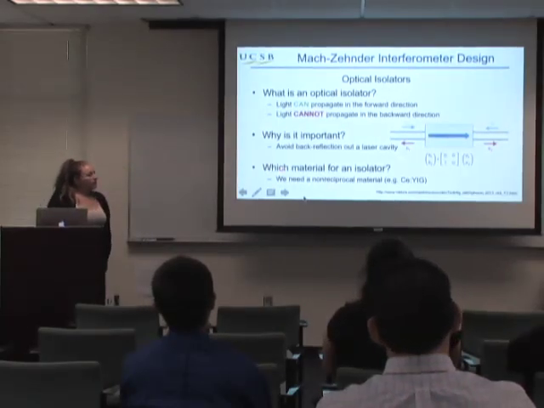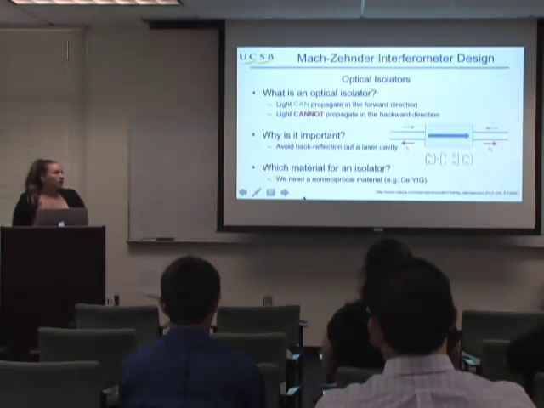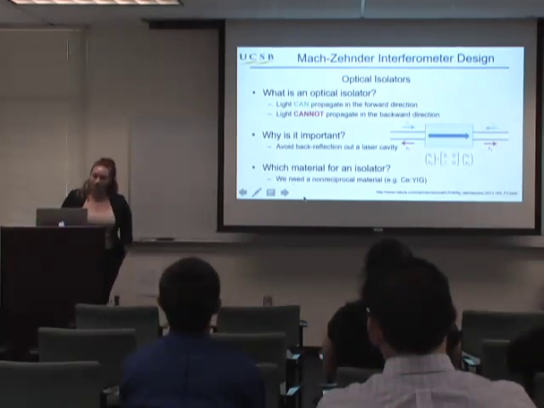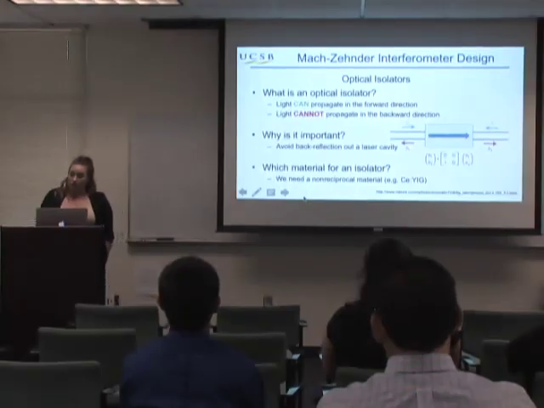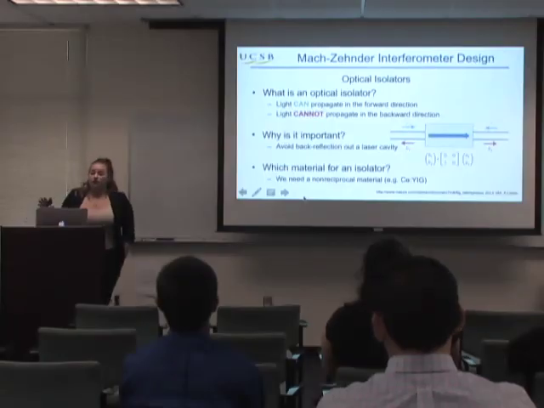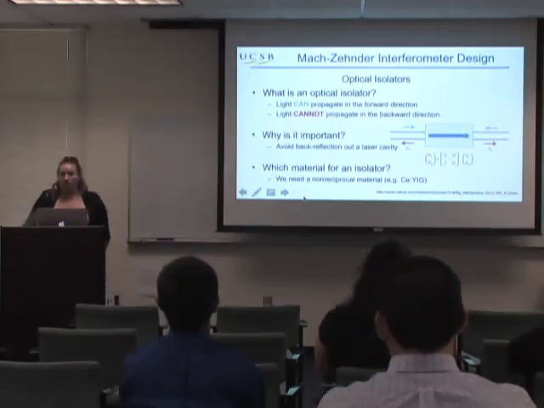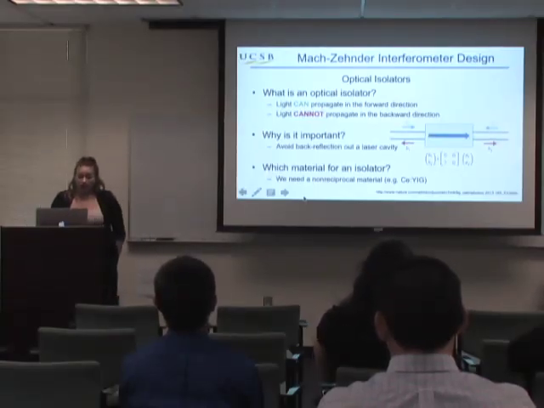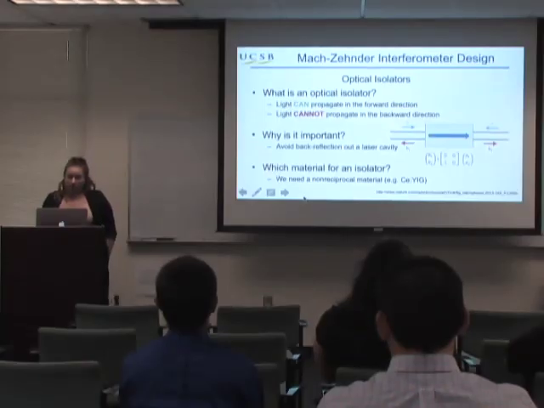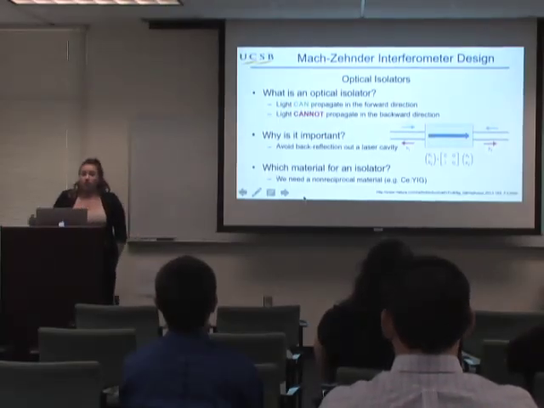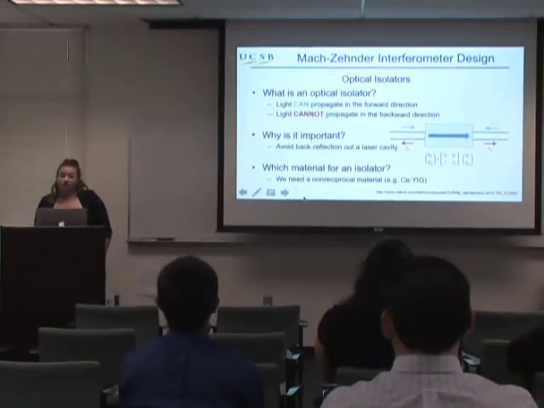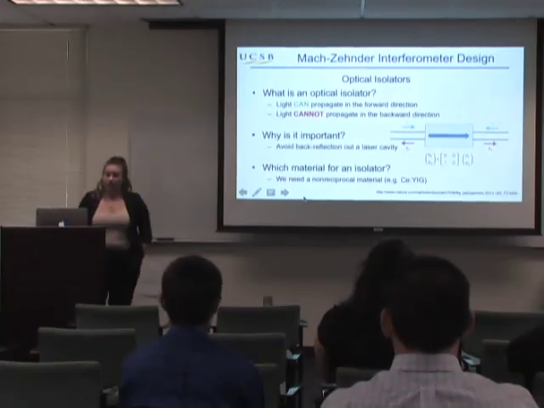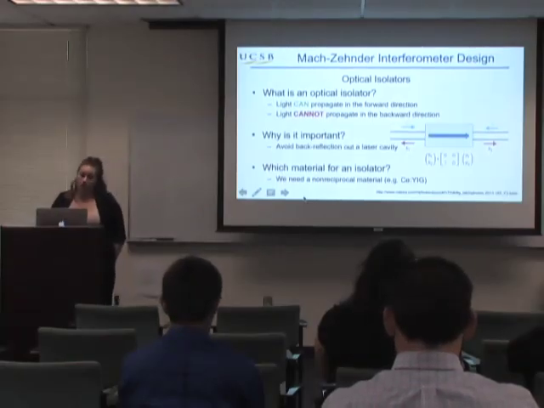To make an optical isolator, we need a non-reciprocal material. Every material is a reciprocal material, but in order to make it a non-reciprocal material, we need a magneto-optic material in which the magnetic field is applied and changes the environment, making it non-reciprocal.